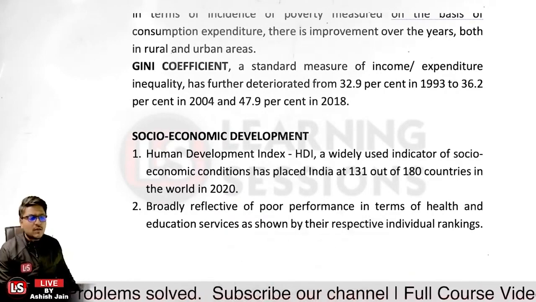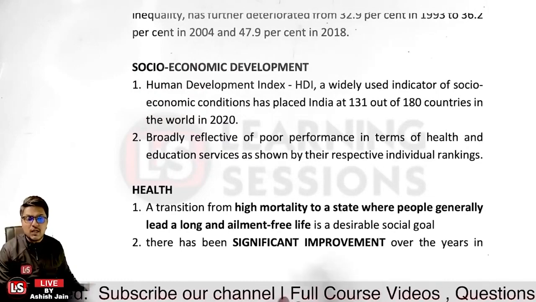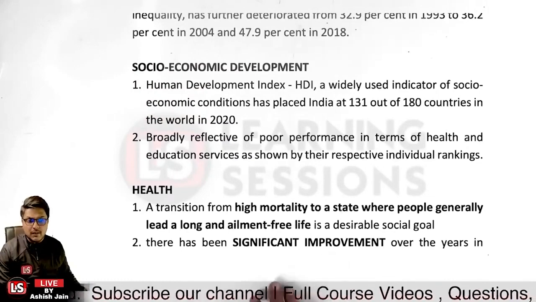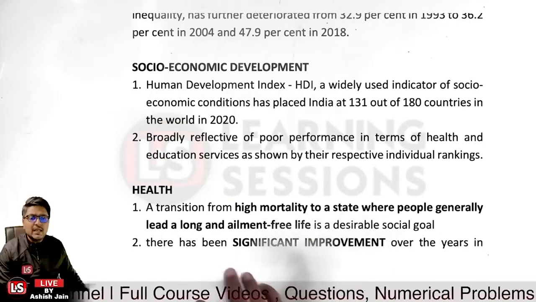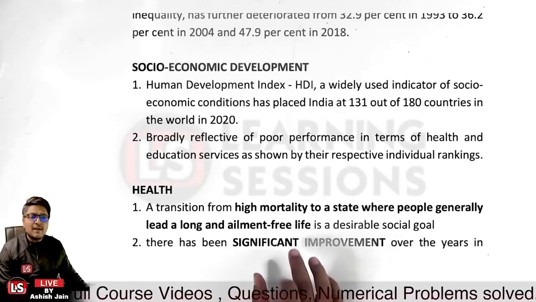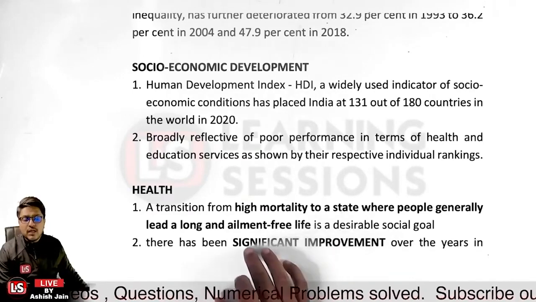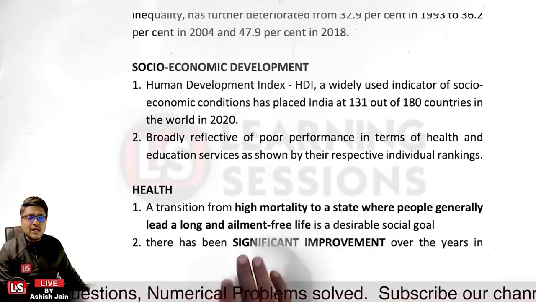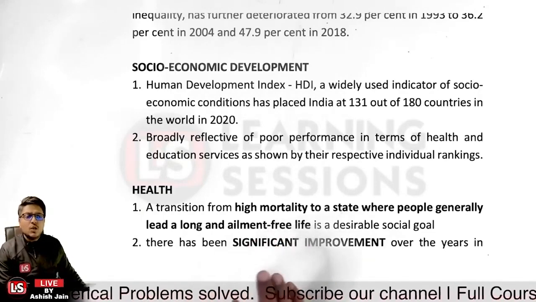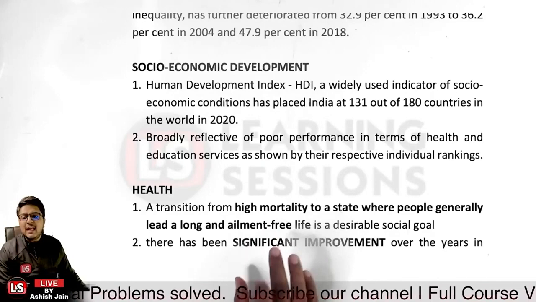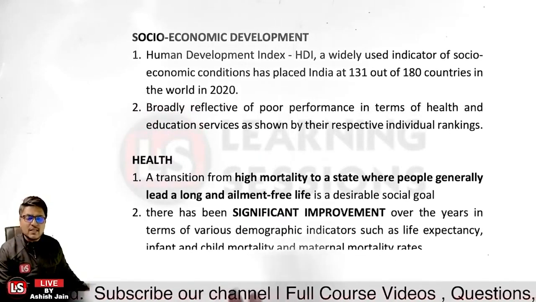Now what are the reasons for the deteriorating health services here in India? A transition from high mortality to a state where people generally lead a long and ailment-free life is a desirable social goal that we all want: low mortality rates and people leading long, ailment-free lives. There has been significant improvement. It is not that there is no improvement; there is improvement.